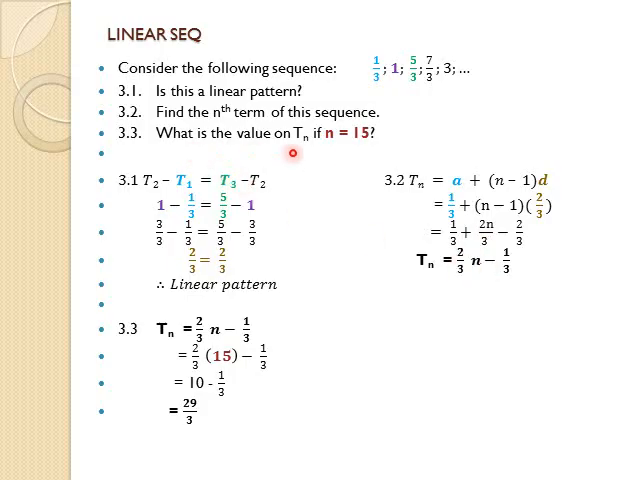Then for the third question, what's the value of Tn if n equals 15? So here in the place of n, simply put 15. 15 times 2 gives me 30. 30 divided by 3 would then give me 10 minus 1 over 3. So 10 minus 1 over 3 would give you 29 over 3, or I can say 30 over 3 minus 1 over 3 then gives me 29 over 3.